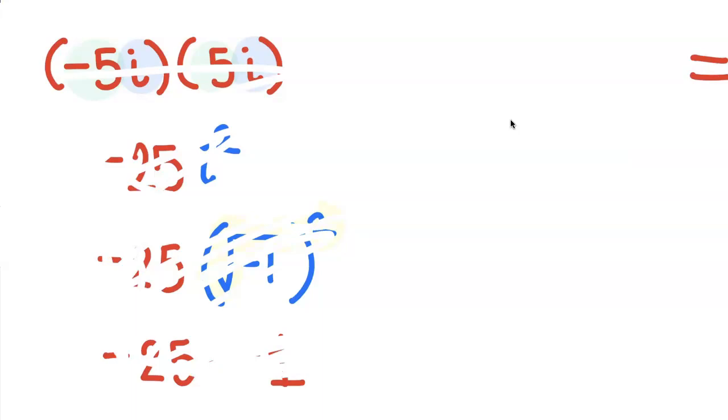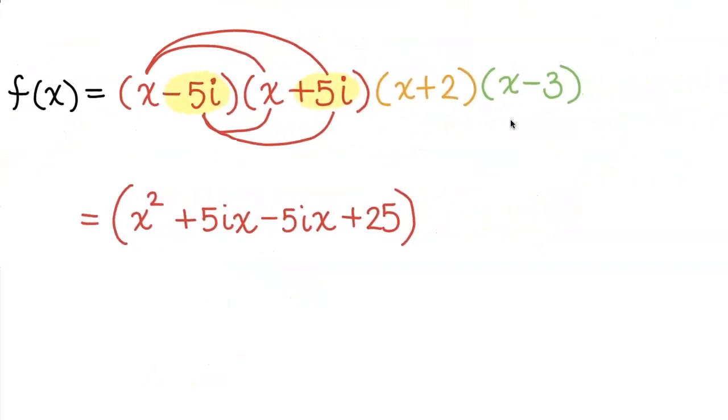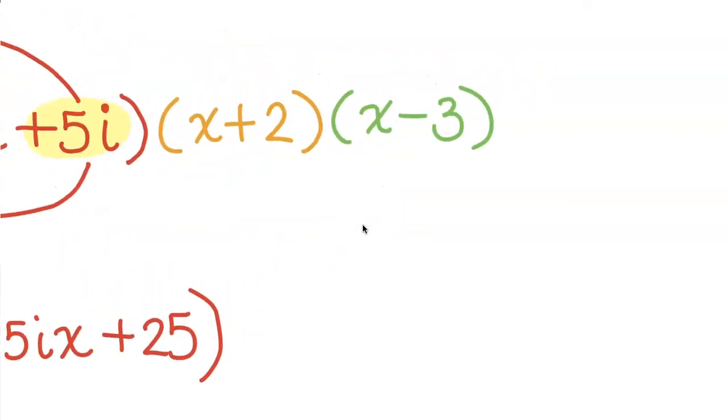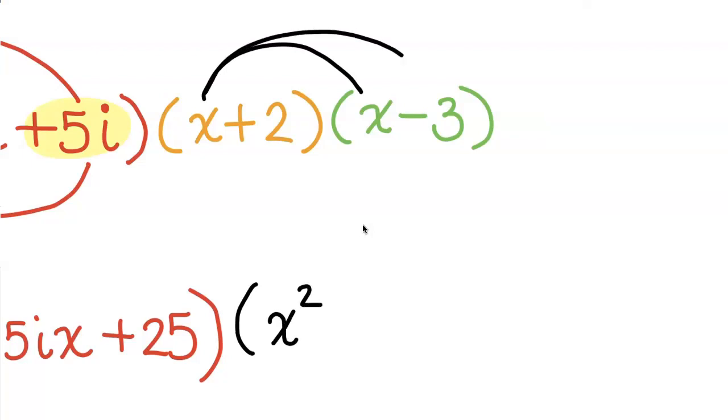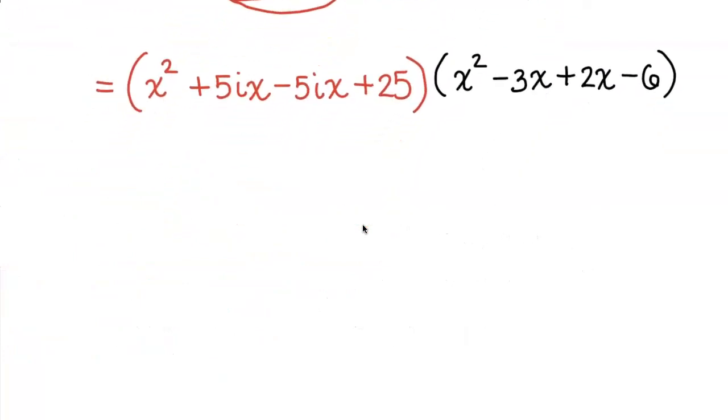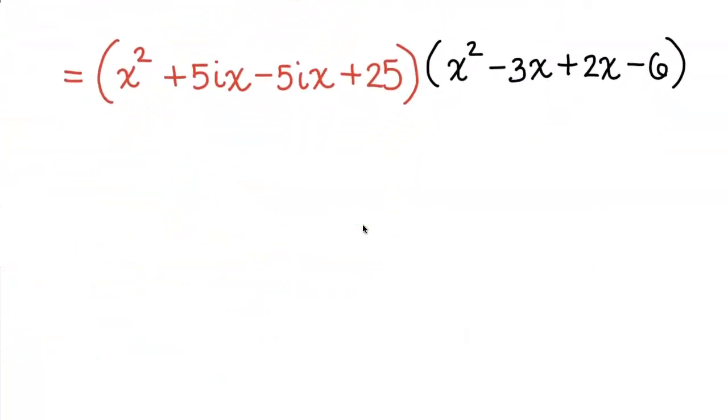So that's a little why behind it, okay? Erase this and I'll go back. But I just wanted to show you why negative 5i times positive 5i is positive 25, okay? I think I'm going to go ahead and FOIL the orange and the green now, these two. x times x is x squared, x times negative 3, negative 3x, 2 times x plus 2x, and finally 2 times negative 3, negative 6.